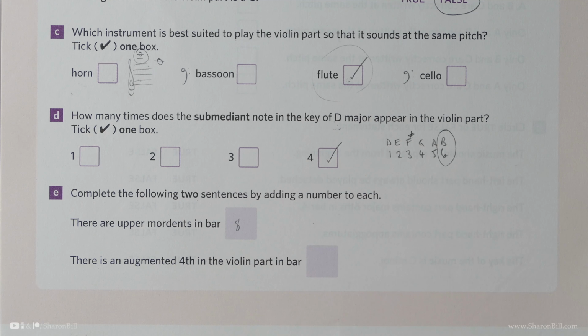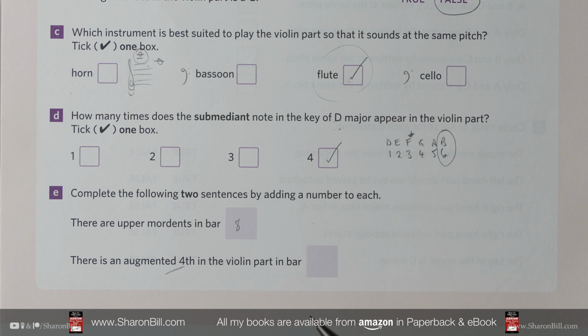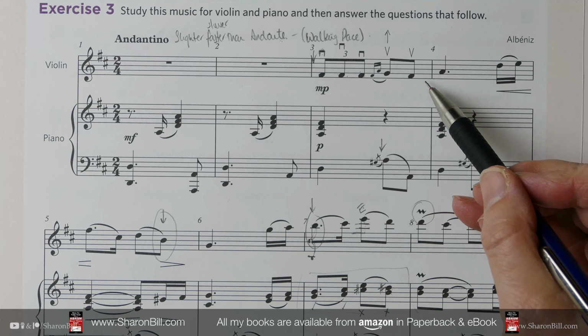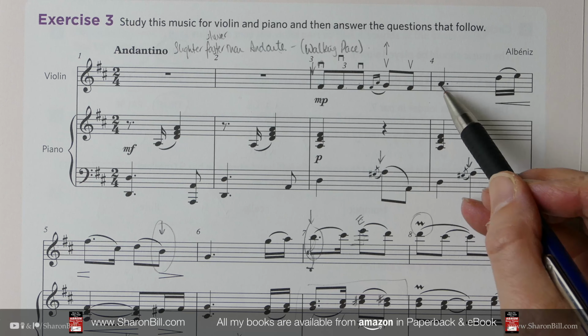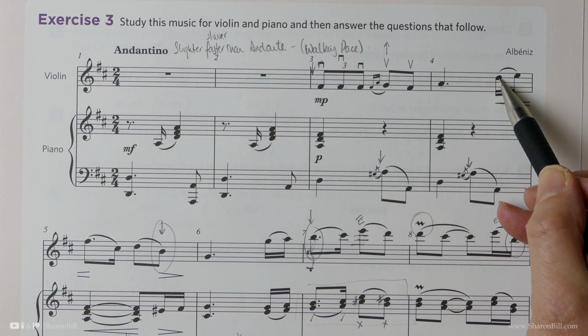answers that. And is it true or is it false that there's an augmented fourth? Oh no, not true or false, sorry. Silly me, we're supposed to be finding it. There definitely is. Let's find it. So where is there an augmented fourth? So we're looking vaguely for a fourth. That's a third. That's a fourth, but that's A to D, a perfect fourth. We're looking for an augmented.